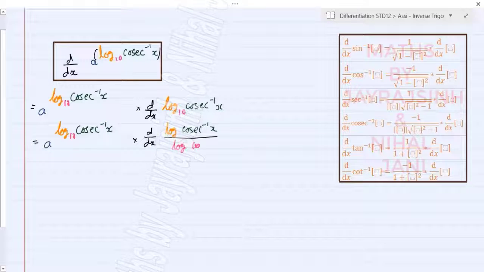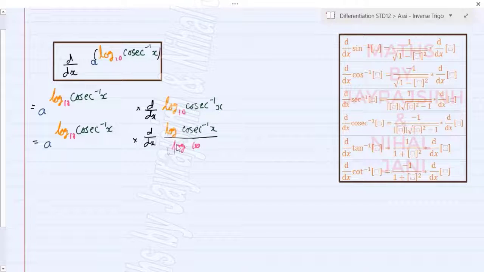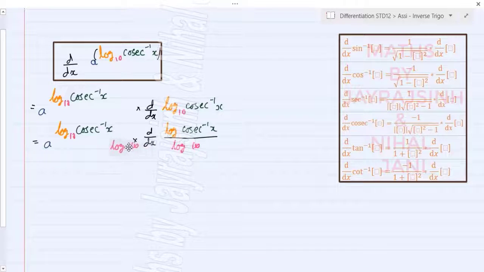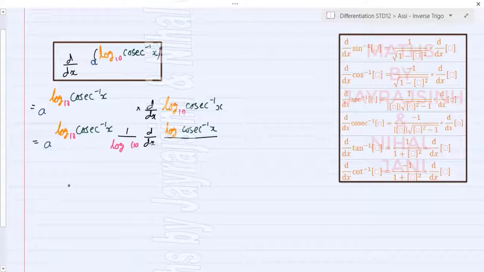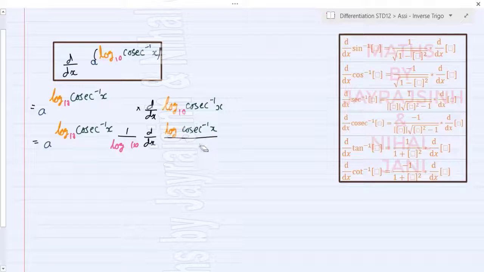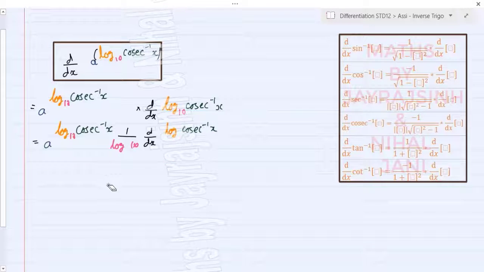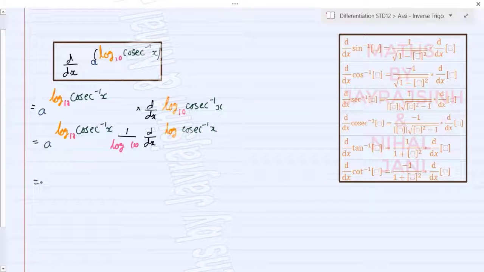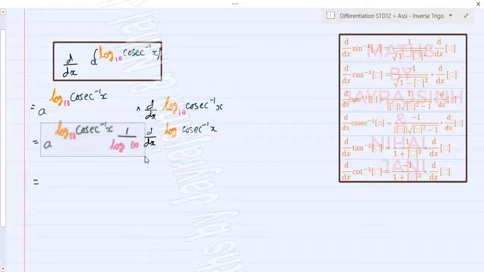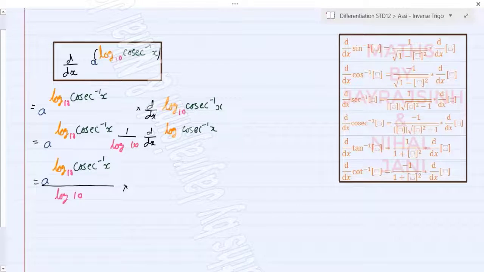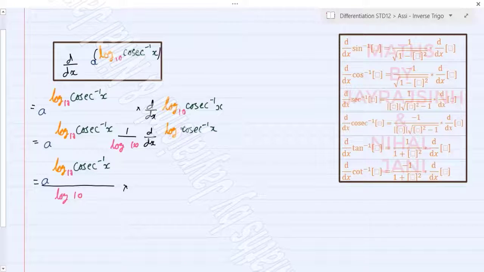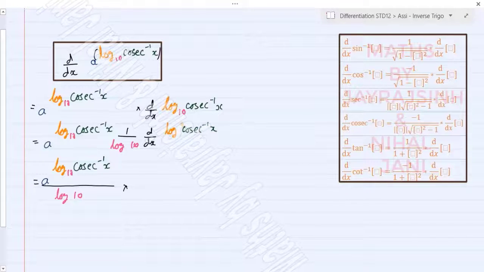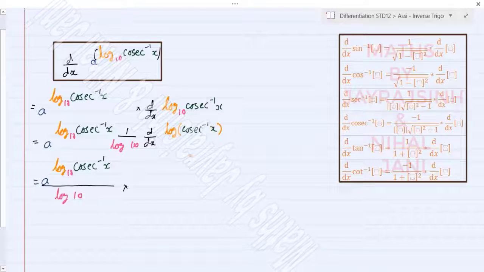Now this log 10 is constant, we don't have to worry about it, it can be taken outside the differentiation, so it will be 1 upon log 10 as it is. Now we just have to focus on differentiation of log cosec inverse x. Here these two terms will be as it is, and to differentiate log cosec inverse x, log is your outer function and cosec inverse is your inner function. So let's consider a box around the cosec inverse x.